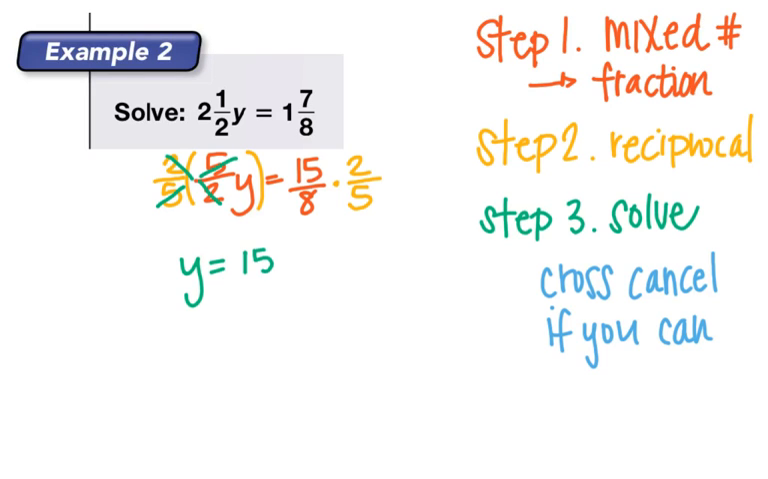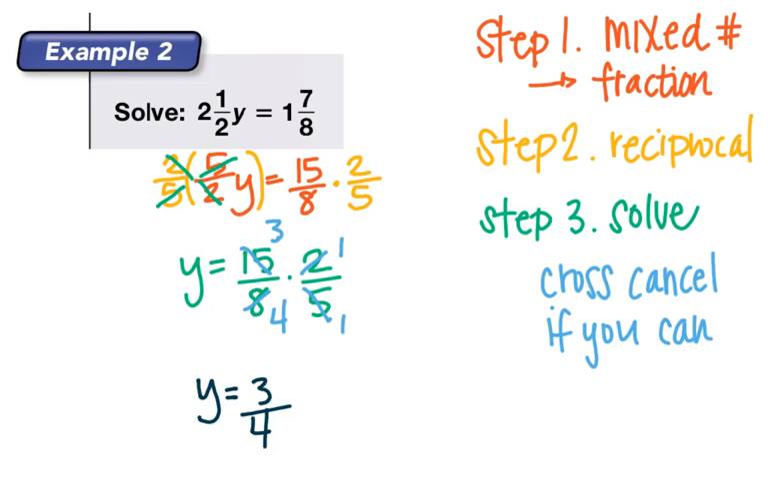So I have y equals 15 over 8 times 2 over 5. And notice here, cross cancel if you can. And I can. I can definitely take 15 and 5 and turn that into a 3 and a 1. And my 2 and my 8, I can cancel out. So now I have y equals 3 over 4.